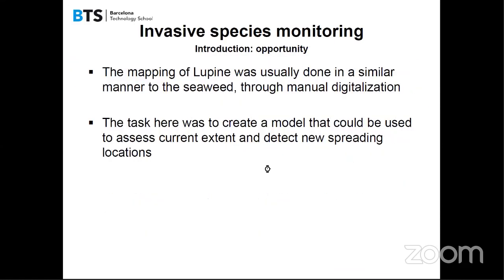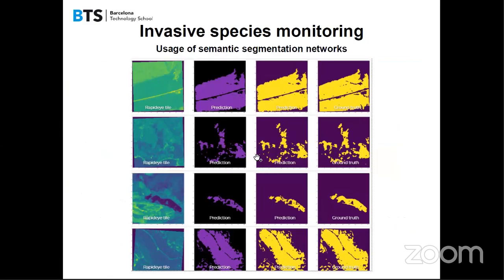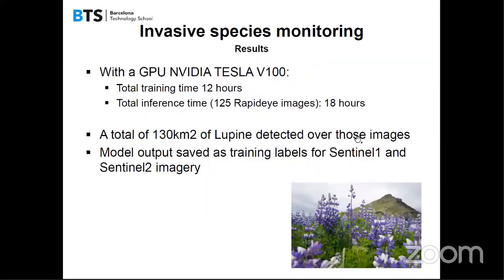All right. So we were using UNet, like in other cases, and we were using RapidEye tiles, looking at this type of satellite imagery, which was 5 meters back then, and we had our prediction and then our ground truth. On a GPU, an NVIDIA Tesla P100, the total training time for the whole country was 12 hours, and the total inference time for the 125 RapidEye images was 18 hours.